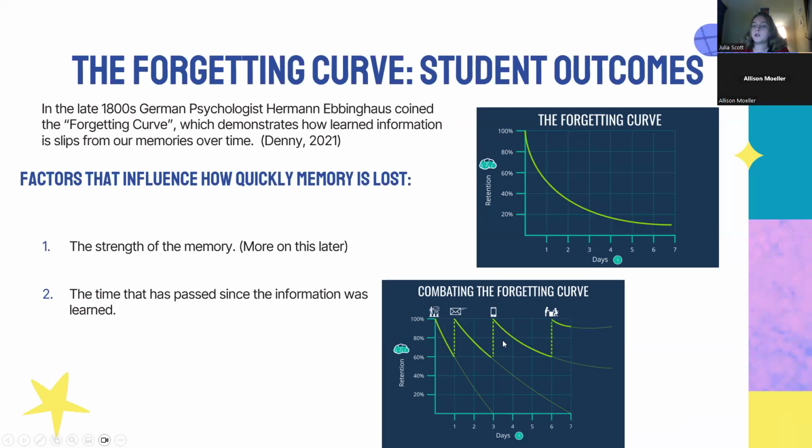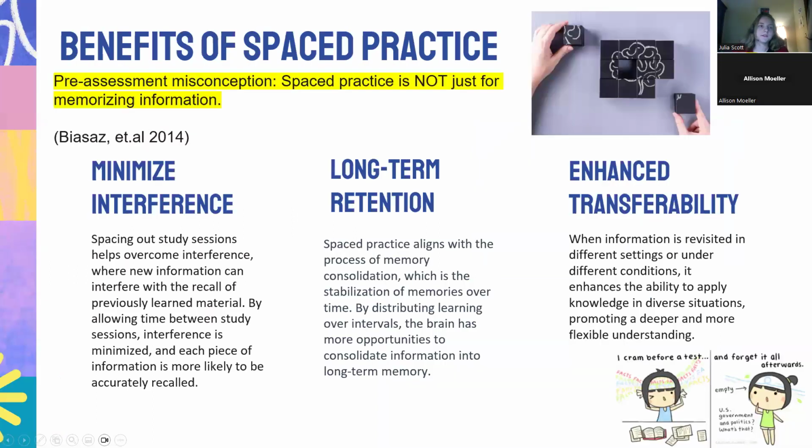So over time, you're going to want to space out your content even more as you introduce it to students. There are lots of benefits of space practice versus mass practice. So one of the misconceptions is that space practice is for memorizing information, making sure students have it up in their brain. But it's also really important that students have that information and they can apply it to new scenarios. That's what we're going to call enhanced transferability.